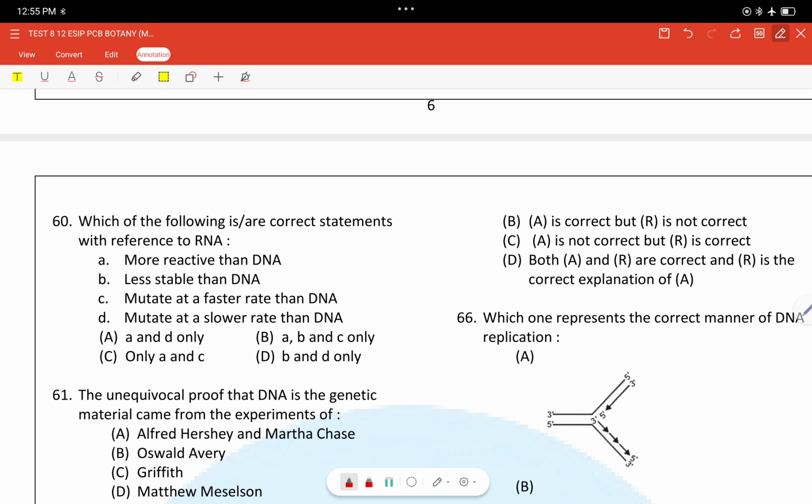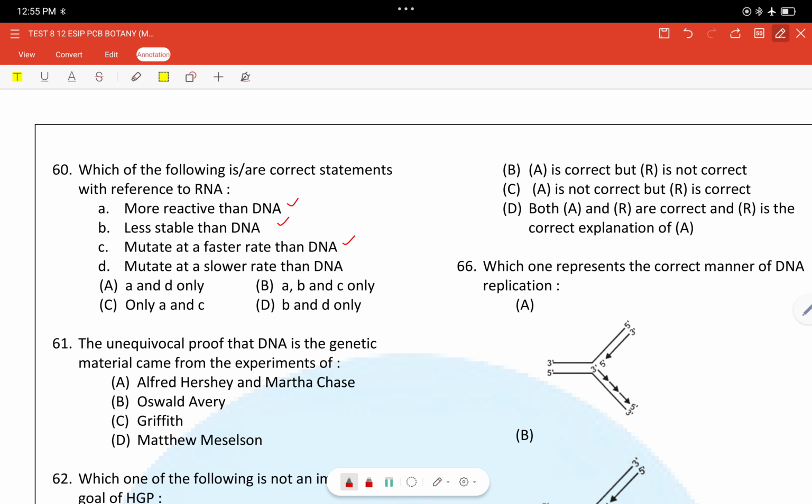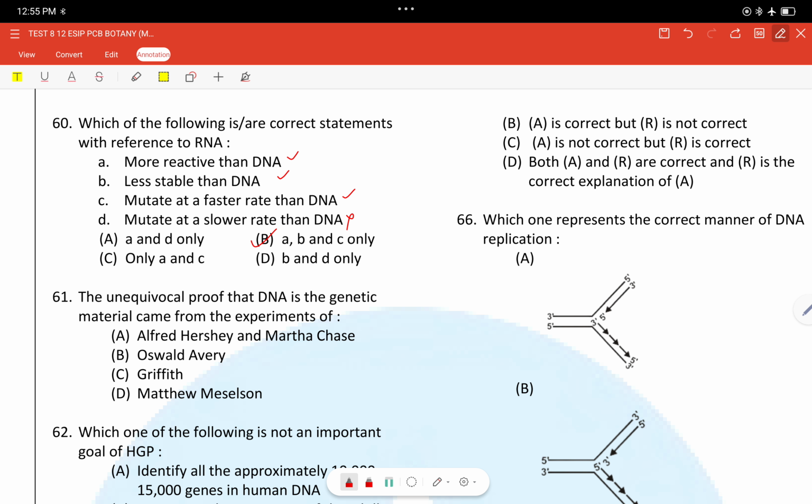Which of the following is or are correct statements with reference to RNA? RNA is more reactive than DNA. That is why it is not the genetic material. It is less stable than DNA. It mutates at a faster rate. It mutates at a slower rate is incorrect. So the answer is B. A, B and C are correct.